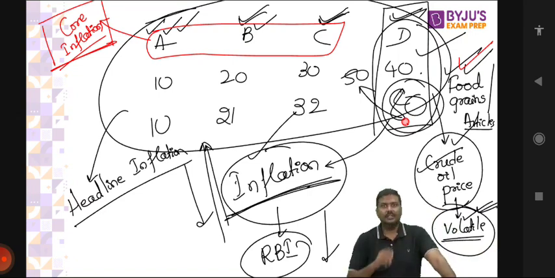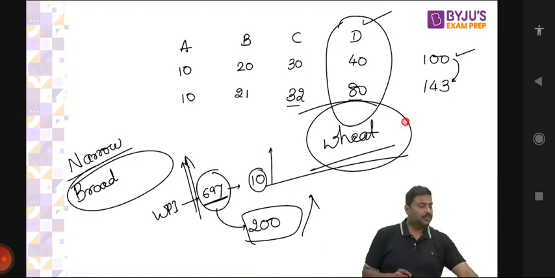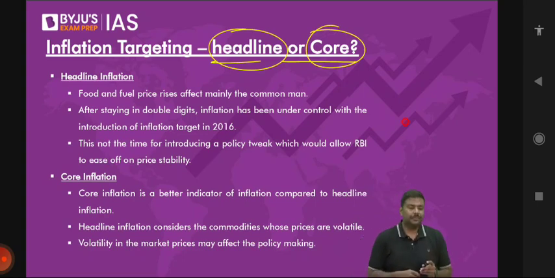Okay? Now, why should we understand all of this? The reason is, the Government of India has given a target to RBI. That is, CPI inflation should be 4%. But is it core or is it headline?